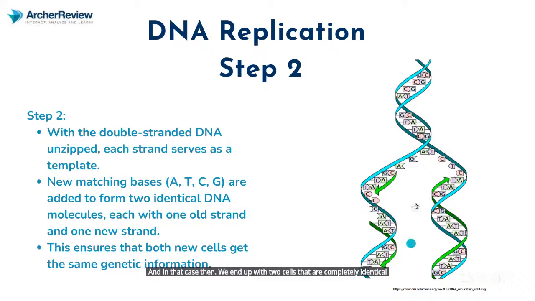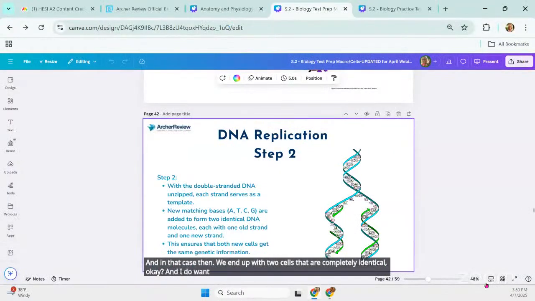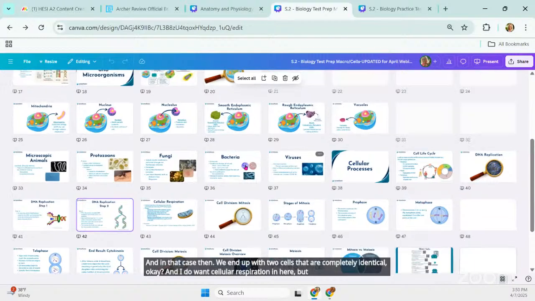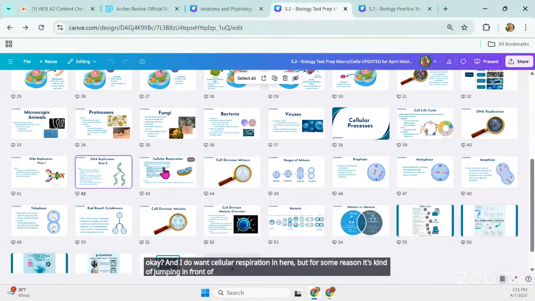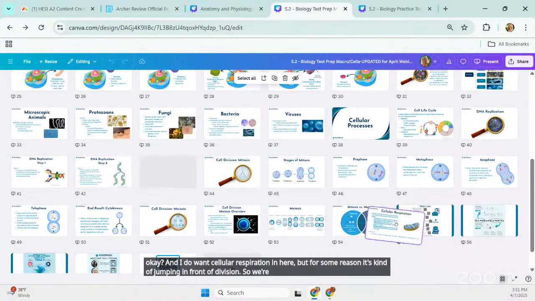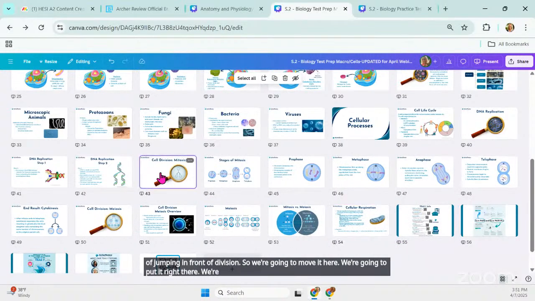Okay, and I do want cellular respiration in here, but for some reason it's kind of jumping in front of division. So we're going to move it here. We're going to put it right there. We're going to make that the last thing we talk about.